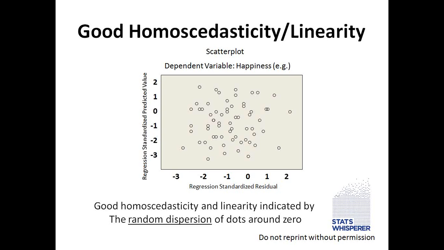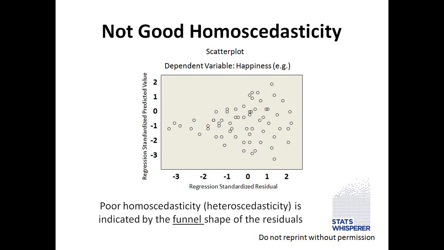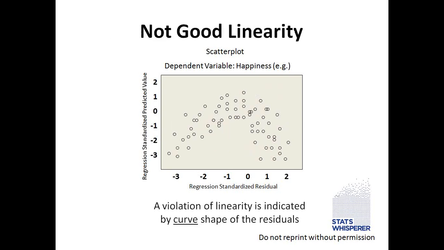So there you go. There's good homoscedasticity and linearity if there's a random dispersion of scores around the 0. It's all scattered out, and that's a good thing. Now, if it's not scattered and there's a funnel shape like this, that's not good homoscedasticity, and that's referred to as heteroscedasticity. So if you get the funnel shape, that's not good. But if you have the dispersion, that is good, and that's usually what comes up, for me anyway.